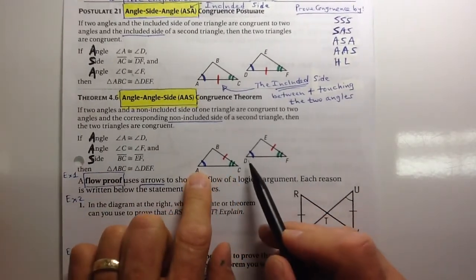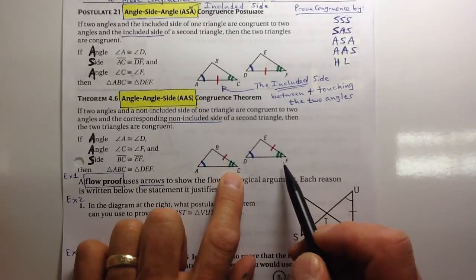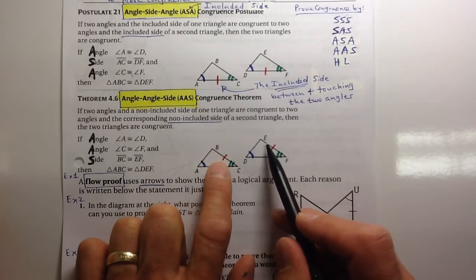But here's a pair of angles and another pair of angles, and here is a pair of sides.